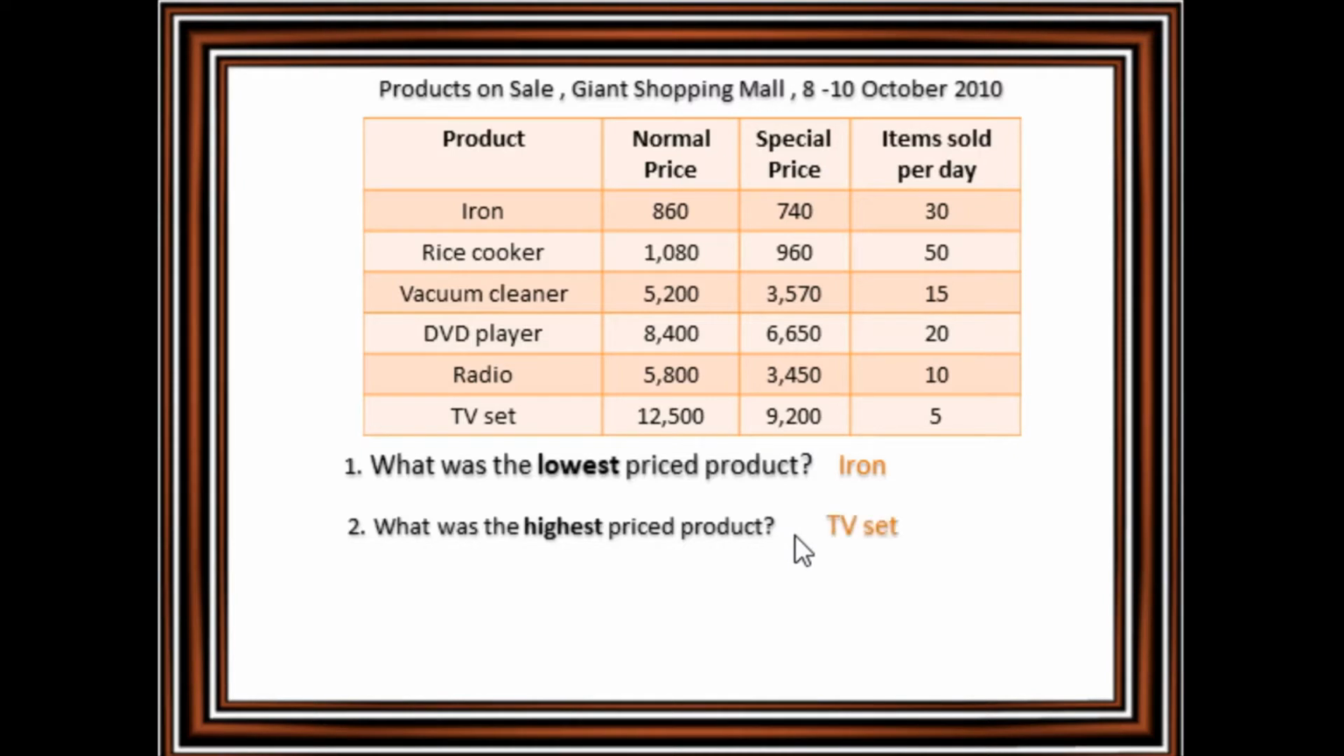There, it's the TV set. Good job. Third, how much was the discount on the TV set? The normal price could also mean the original price of the product. The discount is how much is the special price if we try to deduct it. So we need to find the discount.